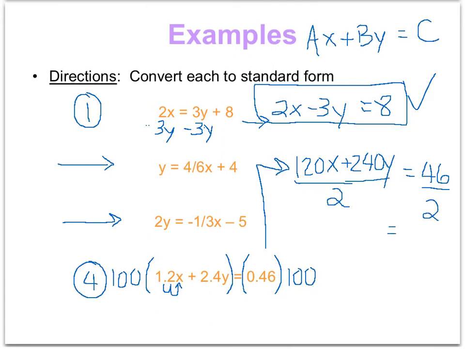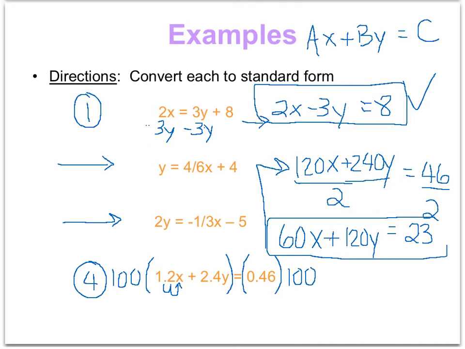On my left side, I'm then going to get 60x plus 120y is equal to 23. These two are multiples of 2, but 23 is not a multiple of 2. Therefore, I have my final answer. So go ahead and try number 2 and number 3 on your own. I will check these tomorrow.